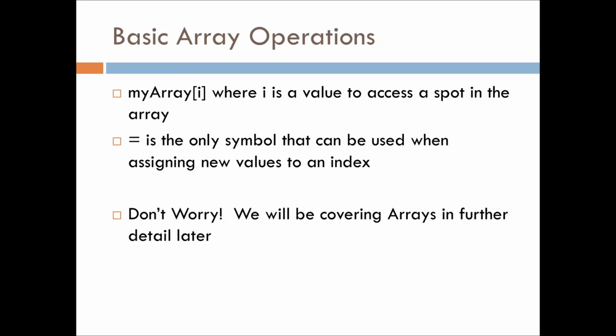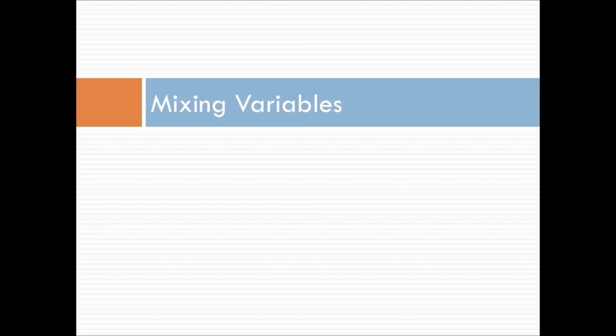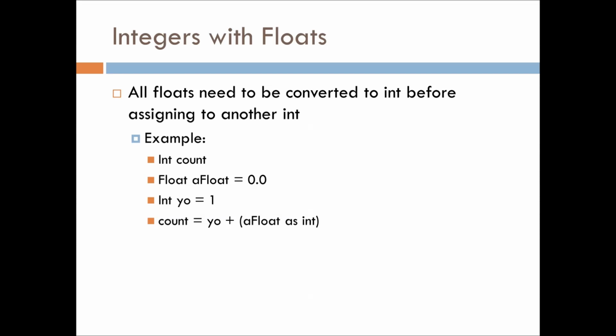Again, don't worry, we'll be covering arrays in further detail later. Alright, so an important concept here that we went over in the casting part of the object manipulation is mixing variables. So, integers with floats. All floats need to be converted to an integer before you try to assign it to another integer. Let's look at just one example before we actually go into a programming example.